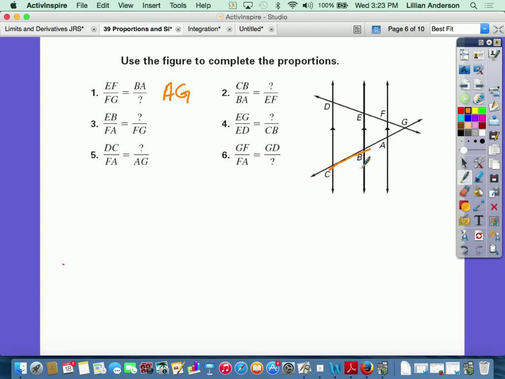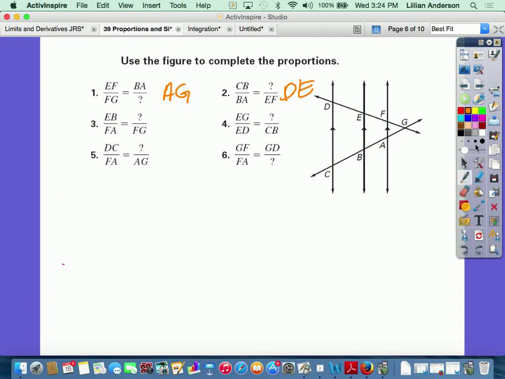CD over BA is equal to what value over EF, okay? If you look, the parts should match up. So the corresponding part that would match up with CD on the other side would be DE, all right?